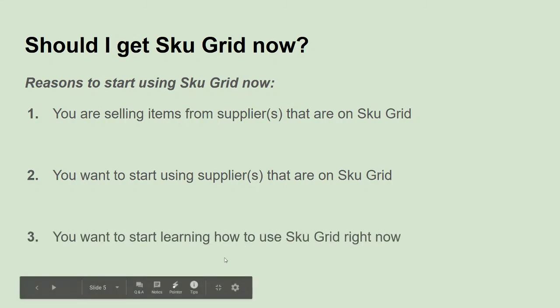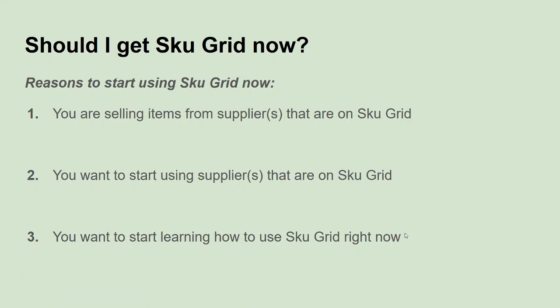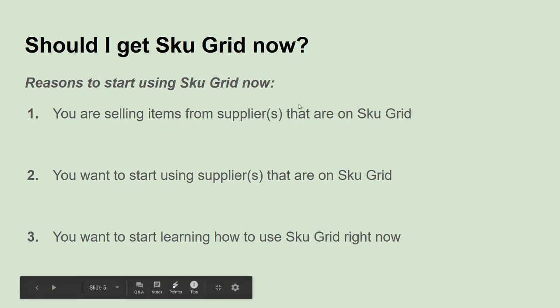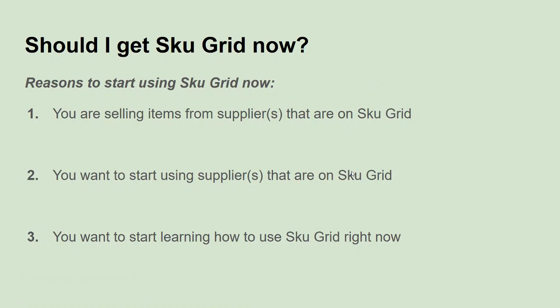Number 3 might be that you just want to start learning how to use Sku Grid right now. But if you're going to do that, still keep in mind that you're using credits. So the best way to start learning is to actually start listing items. So that's great. Start learning how to use it right now, but make sure that you're actually adding items and using those free credits that you get for your first 7 days free trial. And these are my suggestions for whether or not you should get started with Sku Grid right now. So it really comes down to your individual decision.